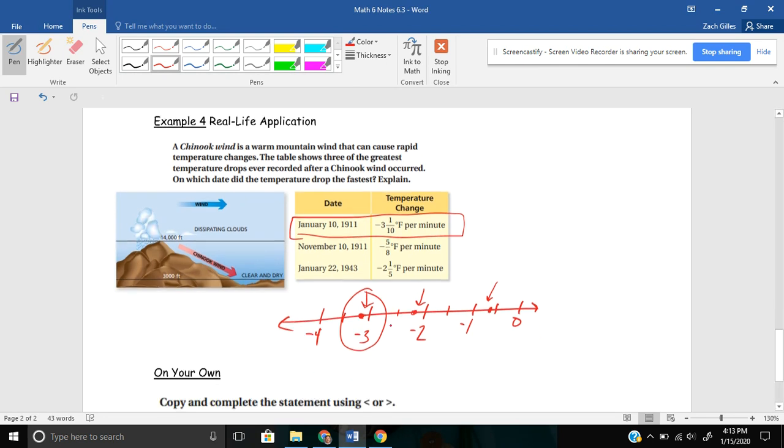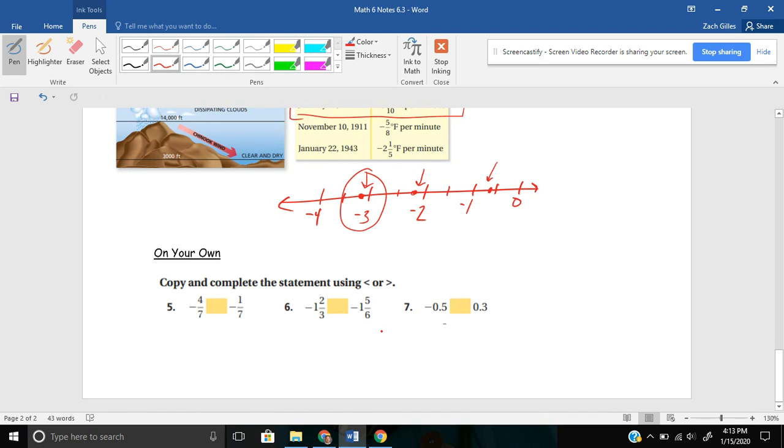All right, let's finish with 5, 6, and 7 for the on your own section. Please pause the video now and try them out. All right, for 5, negative 4/7 is less than negative 1/7. It would be further to the left on the number line. Number 6, negative 1 2/3 is greater than negative 1 5/6. If you get this to 6ths, 2/3 would be 4/6. And 5/6 would be further to the left than 4/6.